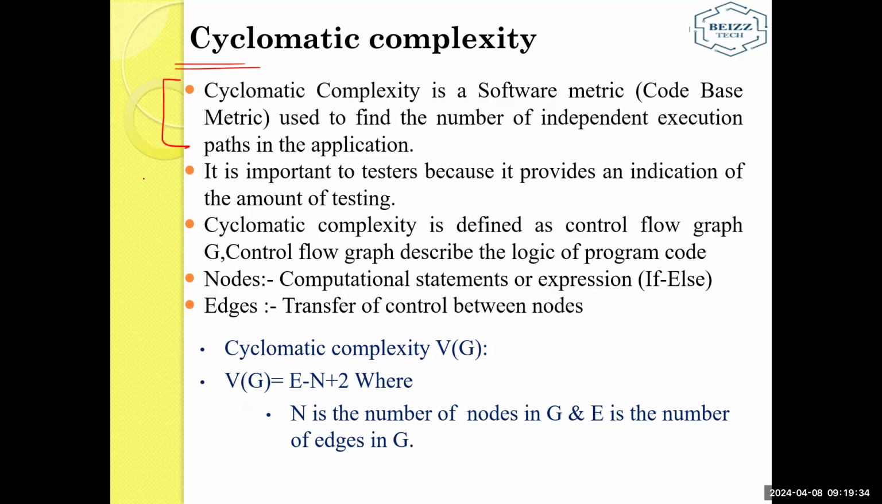And generally you can also say that cyclomatic complexity helps you to know whether code is easy to test or complex to test, right? So it is again important for a tester to provide information or indication of the amount of testing to be done. We need to test our coverage, we need to test our effort, how much effort is required to test that code, and you can decide that based on the cyclomatic complexity.